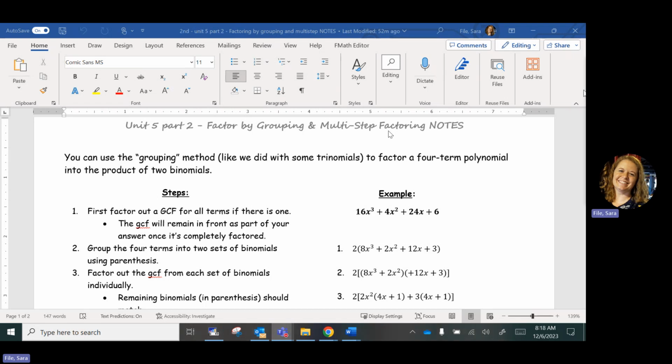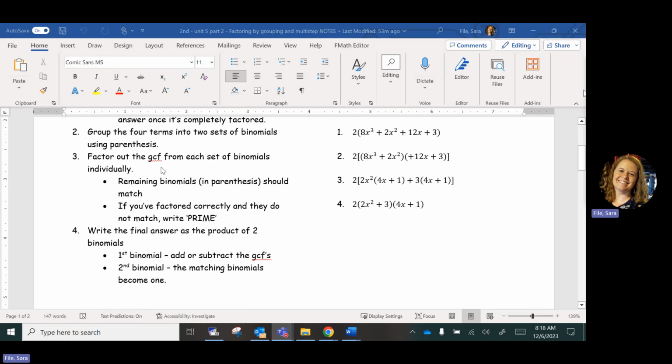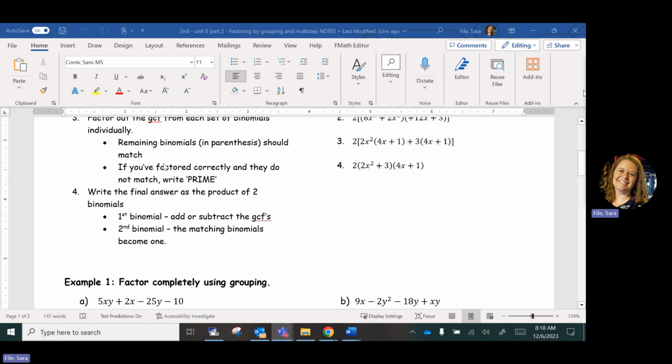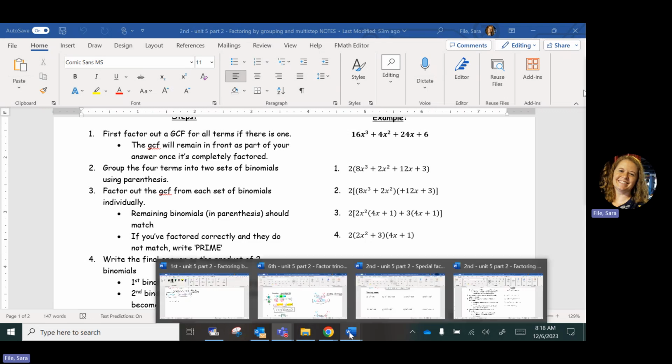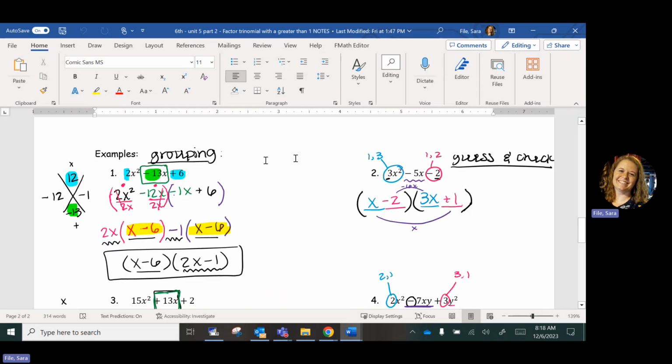When you have some more complex expressions and you have to use more than one method or more than one factoring style. So the grouping method, these steps should look familiar because we actually previewed grouping when we were doing our trinomials with a greater than 1 on Friday of last week. So let me pull up and refresh your memory.